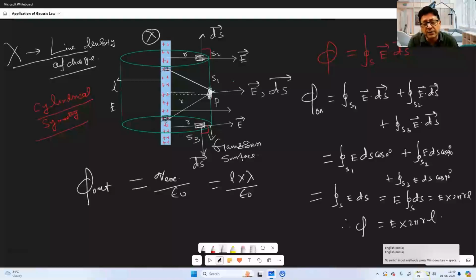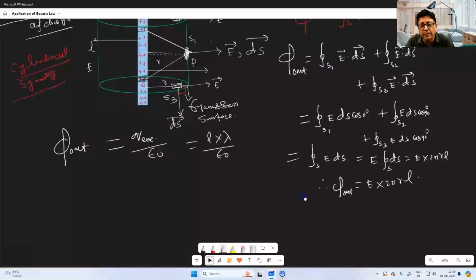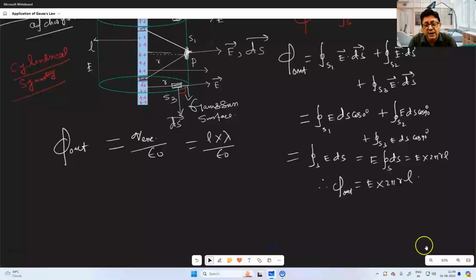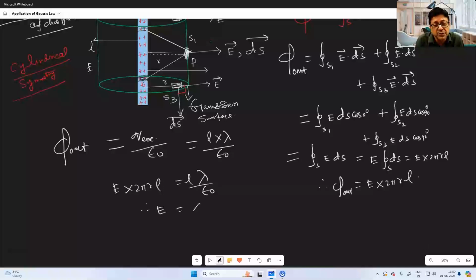Now compare these two. This is also phi out, as it is coming out. Now compare these two phi's. That E into 2 pi RL equals L into lambda by epsilon0. So E equals lambda by 2 pi epsilon0 R.